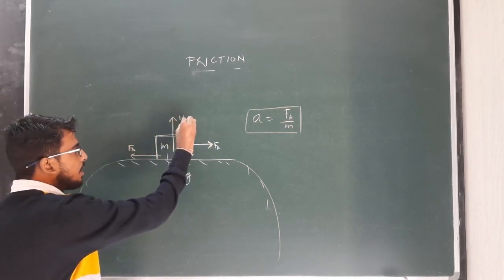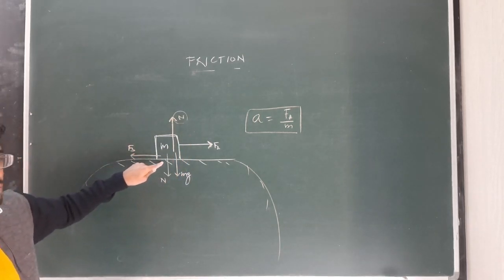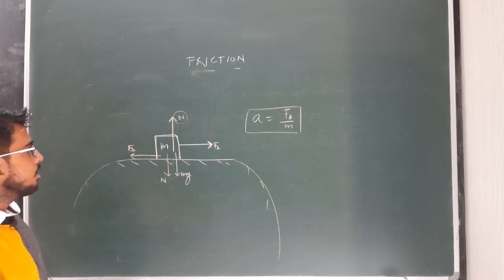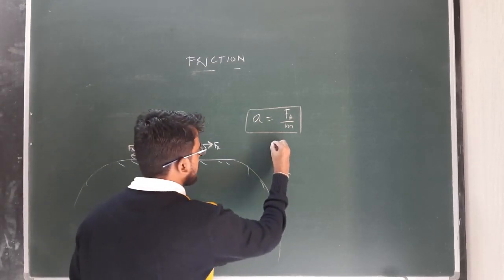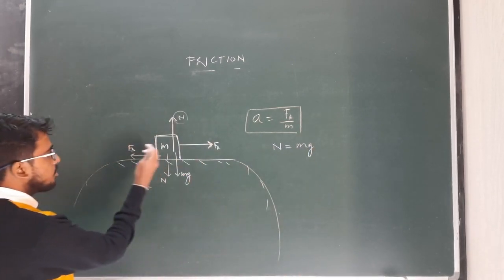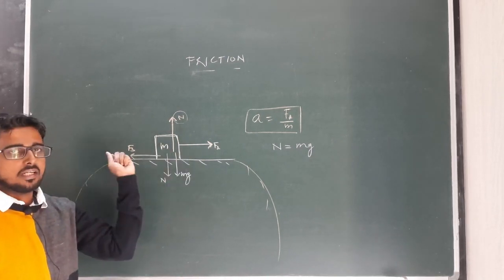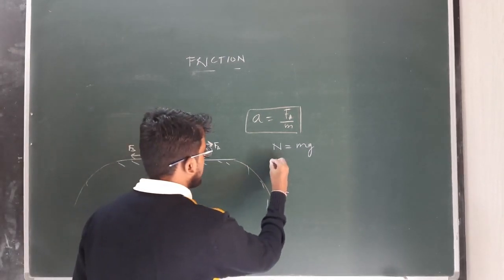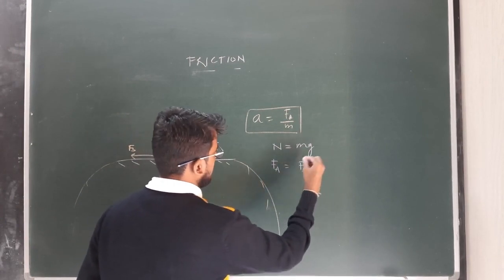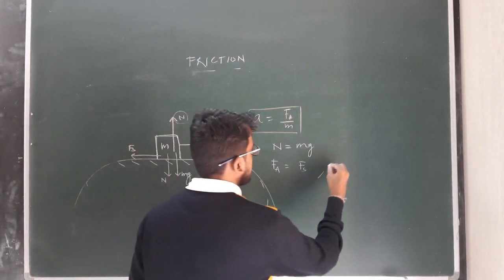In this particular case, as there is no motion along the vertical direction, the normal reaction exerted by the ground on the block will be equal to the weight of the block. So from the free body diagram we can write the normal reaction N equal to weight of the block mg, and as there is no motion along the horizontal direction, we can write Fa equal to how much? Fs. And we already know what is Fs?